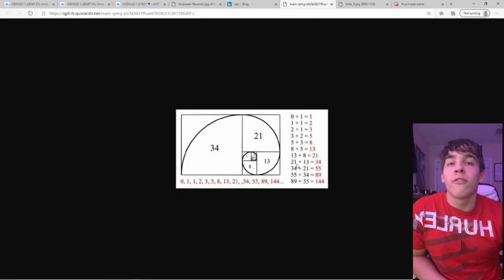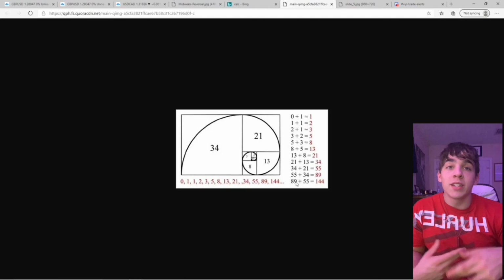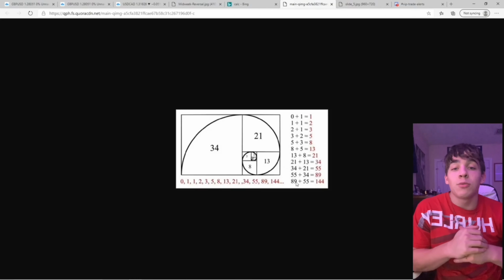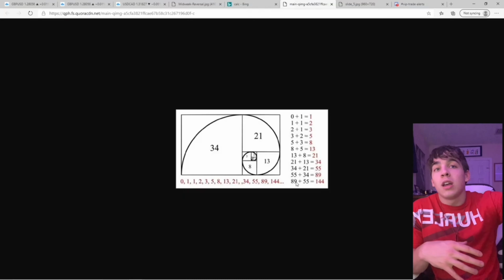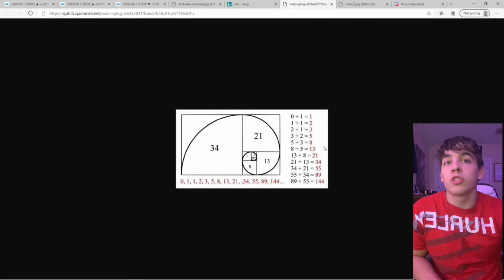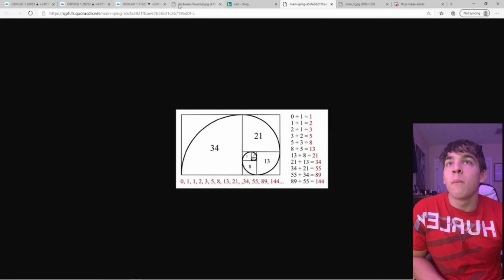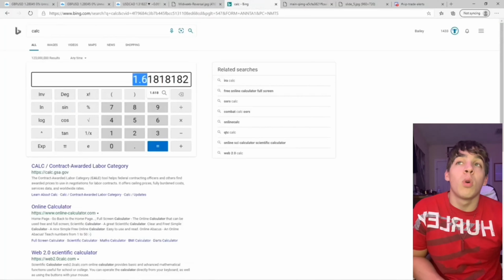So then you go on 34 plus 21. So you're taking that previous number, and the more you consistently do it, you could do it as many times as you want. As long as you could count, you can continuously do it on a sheet of paper. And the more you do it, the more precise it comes with the number 1.618.